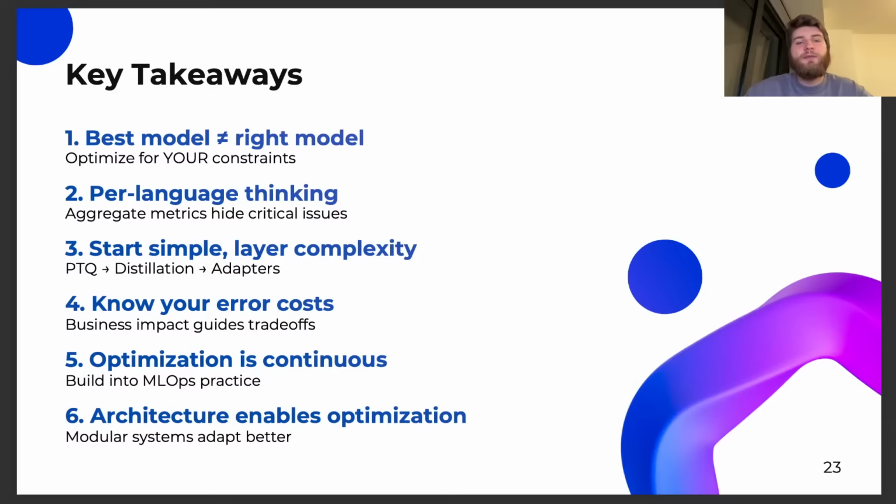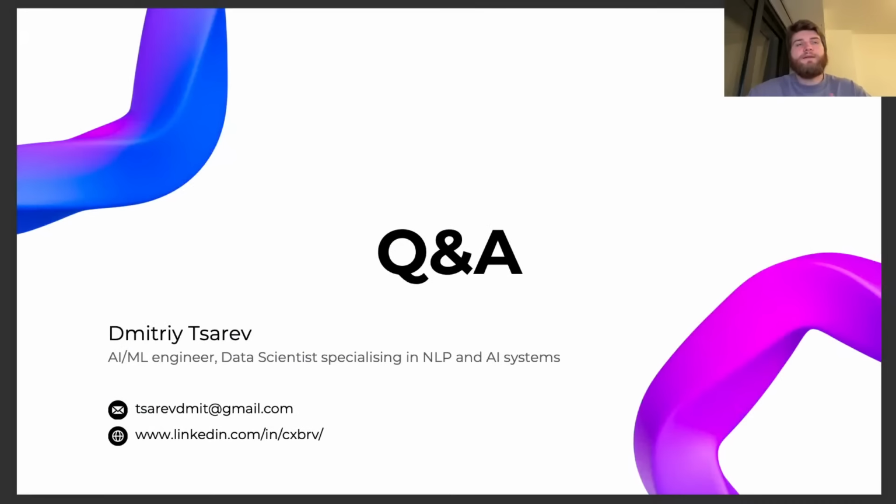Sixth, architecture enables optimization. A modular, well-instrumented system can absorb optimization changes gracefully. Invest in architecture before optimizing specific models. Multilingual optimization is challenging, but the payoff is real. Serving diverse global users efficiently and cost-effectively. The techniques I've shared today should help you get there. And now time for some questions.